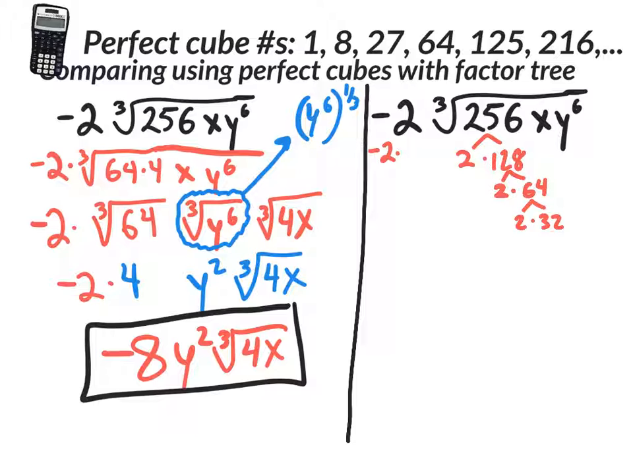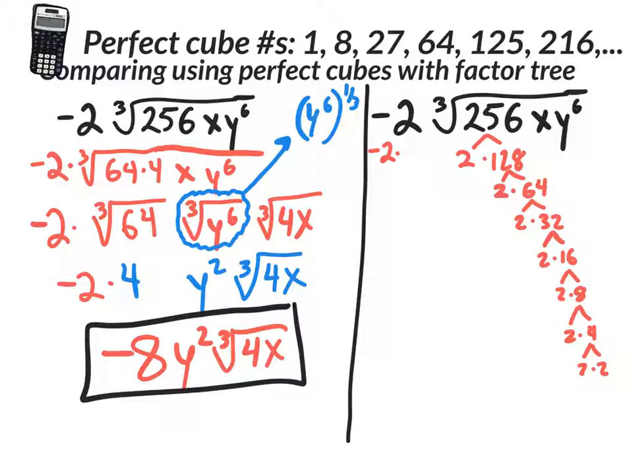And then 32 could be broken down further to 2 times 16. And then 16 could be broken down to 2 times 8. And then 8 could be broken down to 2 times 4. And then 4 could be broken down to 2 times 2. Dang. But we did break it down.